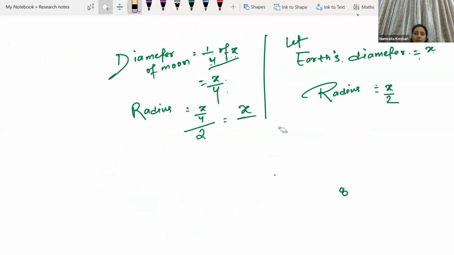From where are we getting x/8? You should know, because every time from now onward you will be getting such fractions, and you should know how to deal with that.